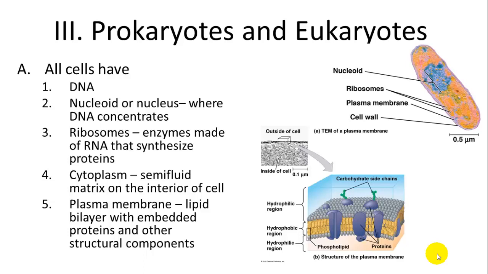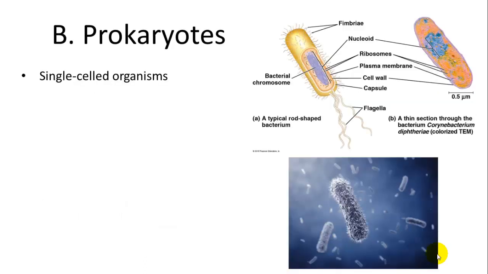Okay, and we'll talk more about the plasma membrane and the structural components later. So we have prokaryotes and eukaryotes. These are the two types of cells. Prokaryotes are single-celled. These are generally smaller than our eukaryote organisms. And every organism is just this one cell. They do not have a nucleus.